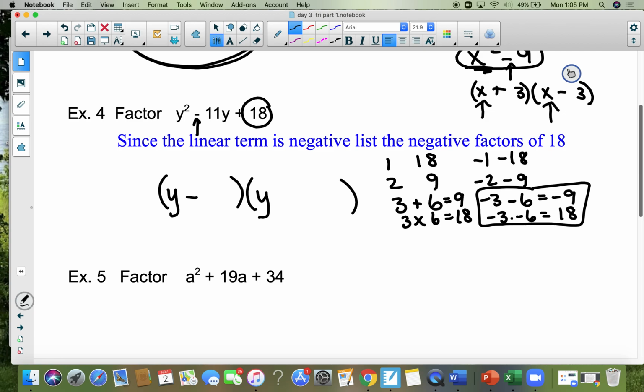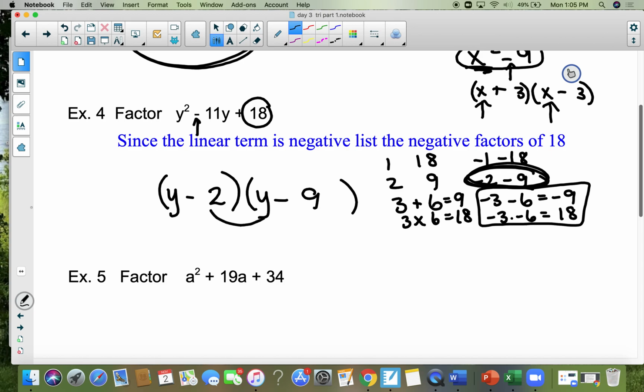You want a negative 3 and a negative, oh, I'm sorry, not a negative 3 and a negative 6. We need the negative 11. So we want this one up here. We want to make this a negative 2 and a negative 9. And let's check the OI. Negative 2y, negative 9y gives us a negative 11y.